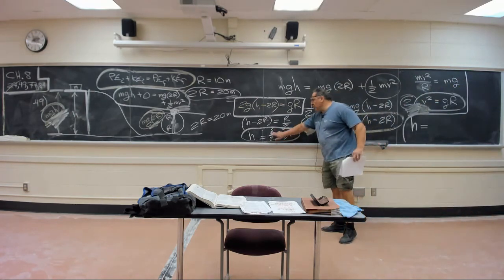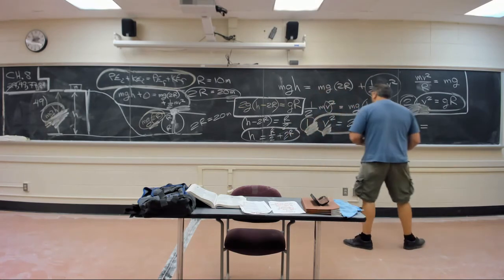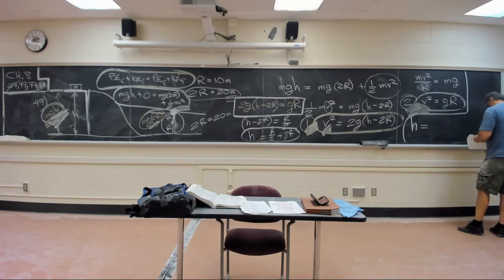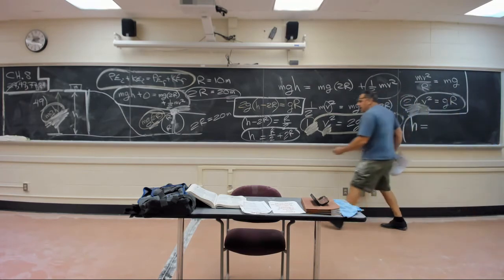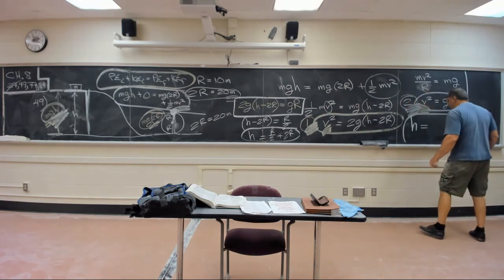R over 2 is 0.5 times R. 2 times R is 2R. 0.5R plus 2R is 2.5R. At the end of the day, add them together, guys. 1/2 R plus 2R is 2.5R.